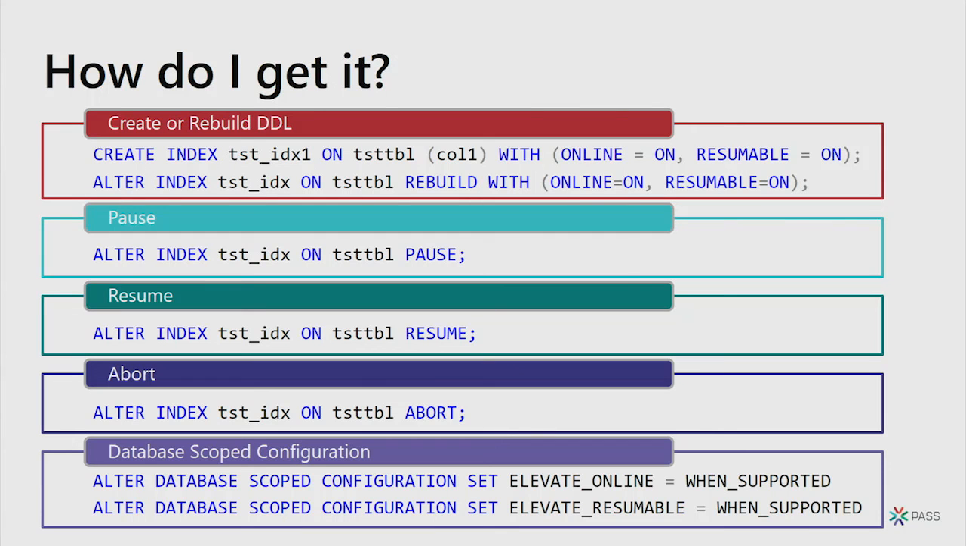This is also a way that if you're in Azure SQL Database and you're in 150, but you don't want online index rebuilds, you can turn it off this way. There's also a force off option that will allow you to turn this off in case you don't want it by default. Okay? So that's your database scoped.